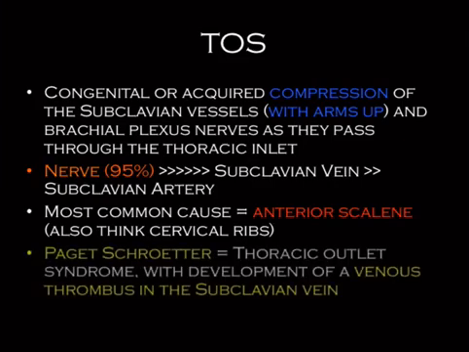When you're compressing the vein and there's a thrombus in the vein, there is an entity called Paget-Schroetter, and because it has a fancy-sounding name, that makes it highly testable. So Paget-Schroetter is thoracic outlet syndrome with venous thrombosis in the subclavian vein. The most common cause is the anterior scalene. You can also have a cervical rib, that's another thing to look for. And this is treated with surgery. If you have Paget-Schroetter, they have to lyse that clot, usually multiple times.